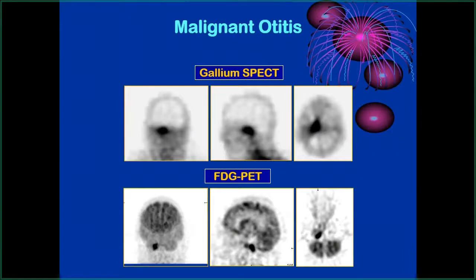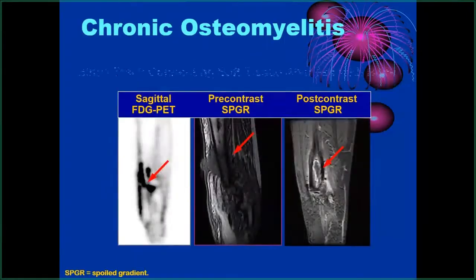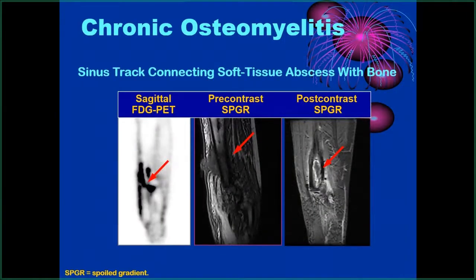There's no question that we don't want to go back to gallium imaging when we can get high-resolution FDG-PET images for infection of malignant otitis in this particular patient. This is just a comparison with MRI, where we see very clear-cut evidence of uptake of FDG in inflammatory cells, while findings on MRI are non-specific and cannot be relied upon for optimal management of patients with chronic osteomyelitis.